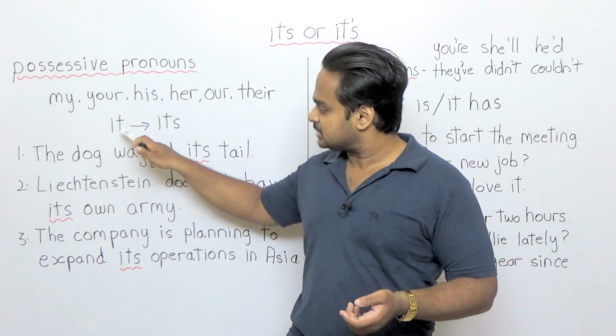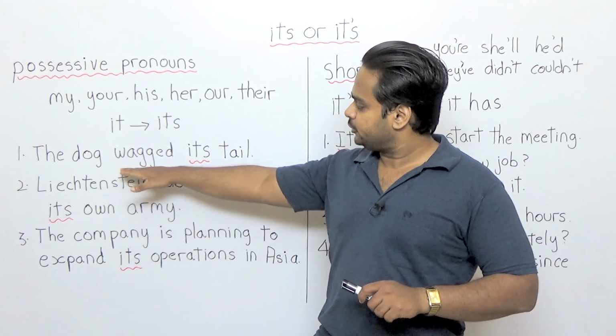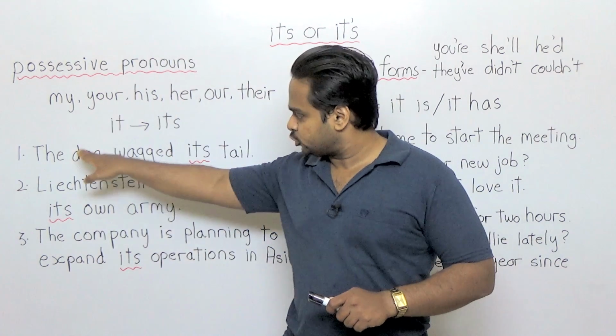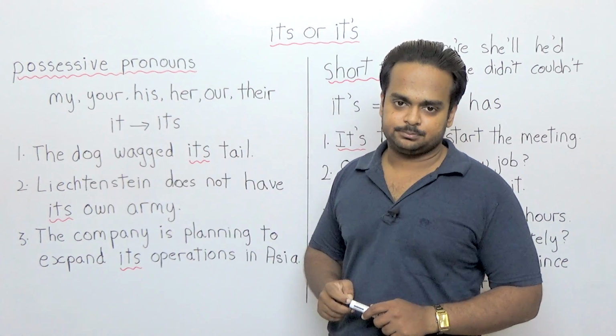Its is just the possessive form of it. For example, the dog wagged its tail. Here, it refers to the dog and its means the dog's tail.